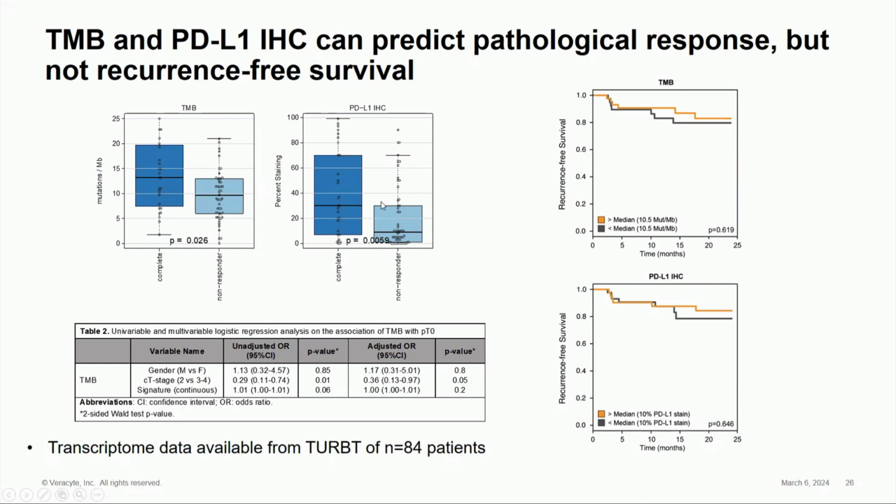However, whether this translates into something useful is kind of interesting, because is this important for you when you're taking the bladder away? Yes and no. When we look at recurrence-free survival rates for both TMB, split on the same median that we see here, we don't actually see any difference. So whether the patient downstaged or not didn't actually result in a change in the patient's outcome.